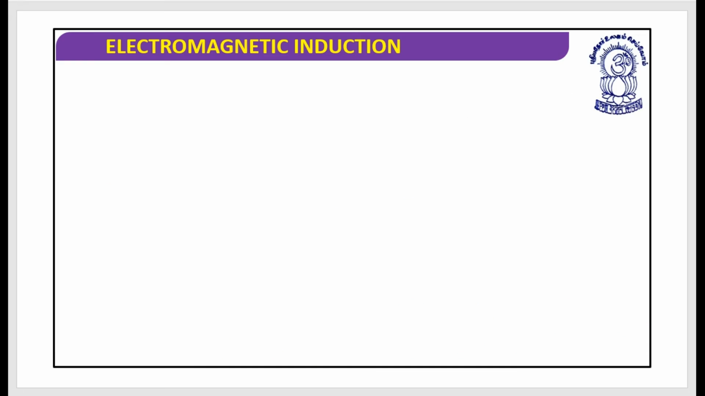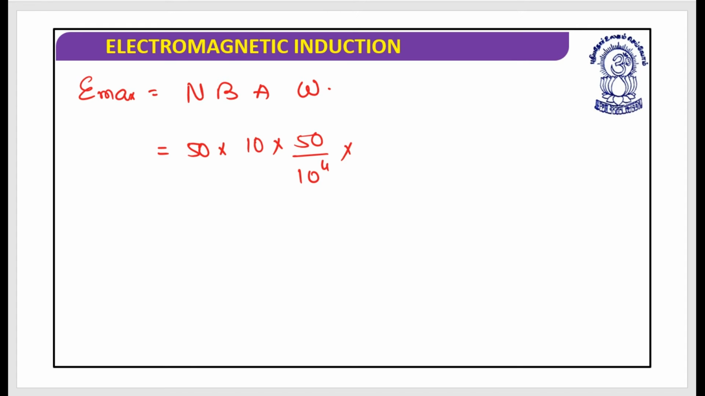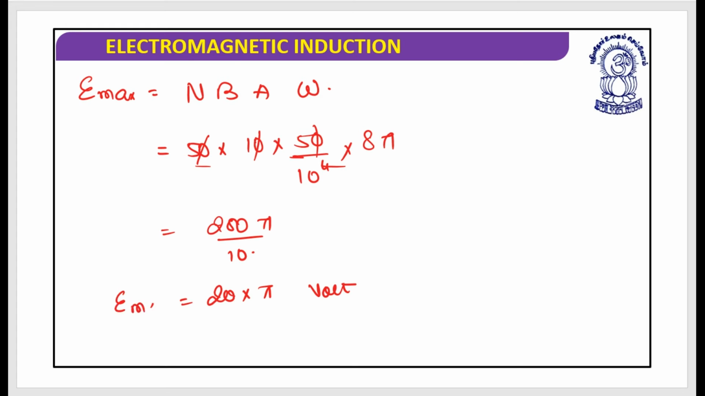Now I want the maximum EMF. So E max will be equal to N B A omega. N is the number of turns, it's 50 turns. Magnetic field is 10 Tesla. Cross-sectional area is 50 divided by 10 to the power 4, into omega, which is 8 pi radian per second. So this 3 has gone and this has gone. So this is equal to 5 into 25... 8s are 200 pi divided by 10, which should be equal to 20 into pi volt. This is the E max.